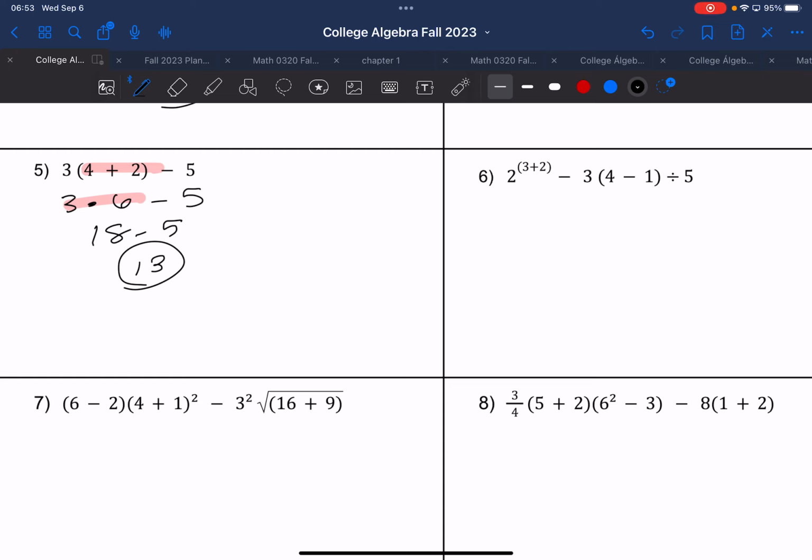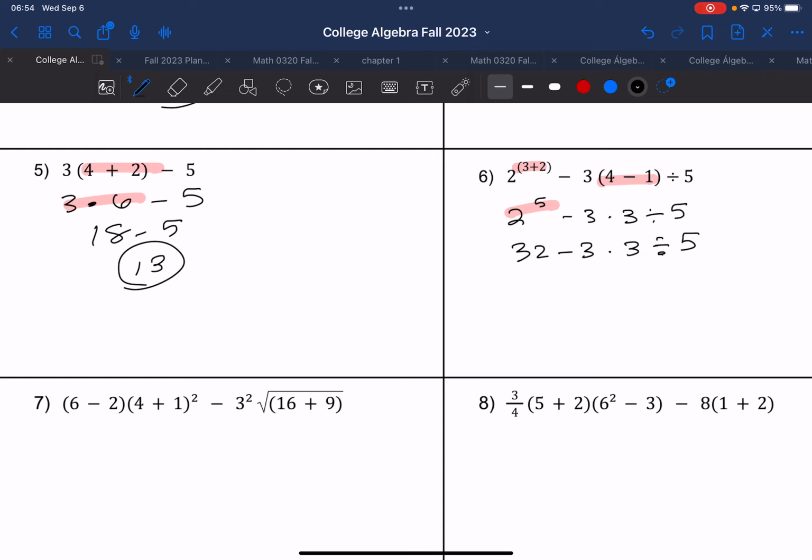So the first thing you should have done is to simplify both parentheses. In doing that, we get 2 to the 5th power minus 3 times 3 divided by 5. Then you should have seen the exponent. 2 to the 5th power is 32. So 32 minus 3 times 3 divided by 5 would be your next line.